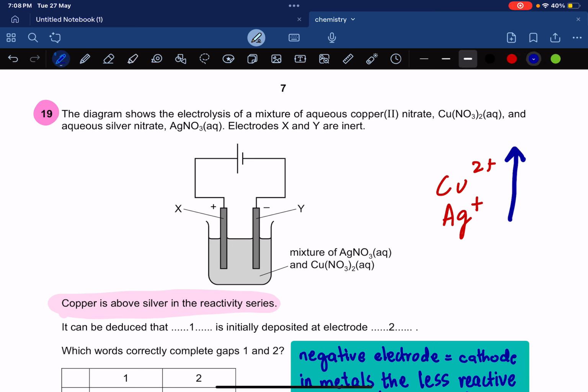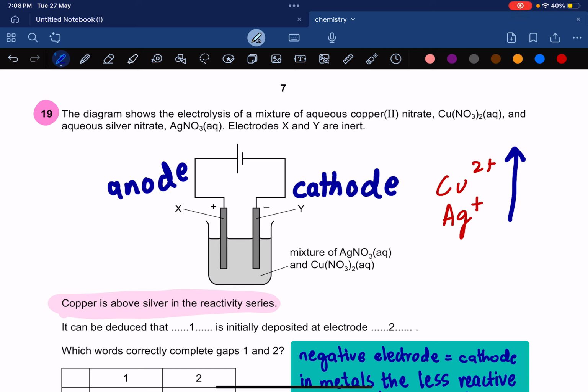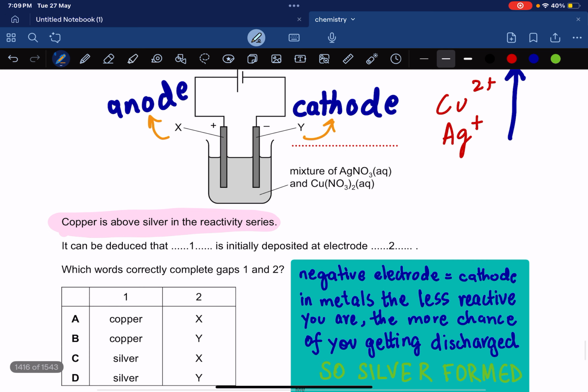Okay, let's label our anode and cathode. This negative one, that's definitely going to be the cathode. So this one right here is your cathode, and this positive one right here is your anode. So X is going to be the anode and Y is going to be the cathode. Let's read. It can be deduced that one is initially deposited at electrode this.